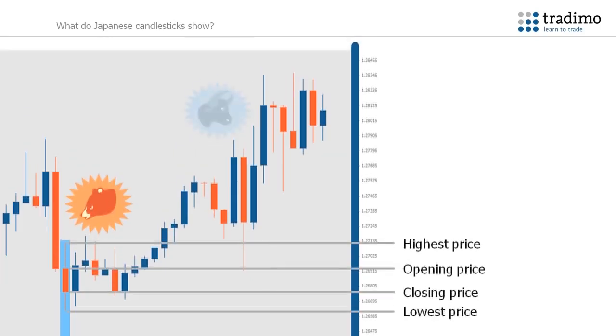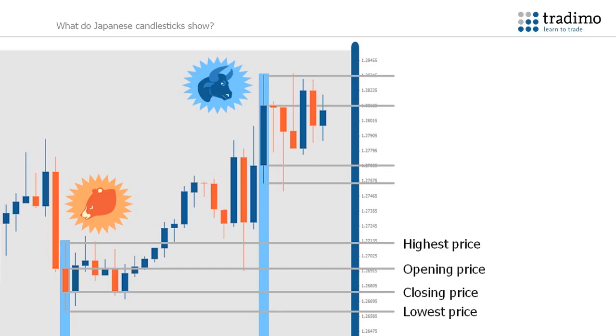Furthermore, there are the blue candles that show rising prices. Hence, they have the opening price at the bottom of the candle and the closing price at the top of the body. Exactly as with the bearish orange candle, the upper wick shows the highest and lower wick the lowest price of that period.